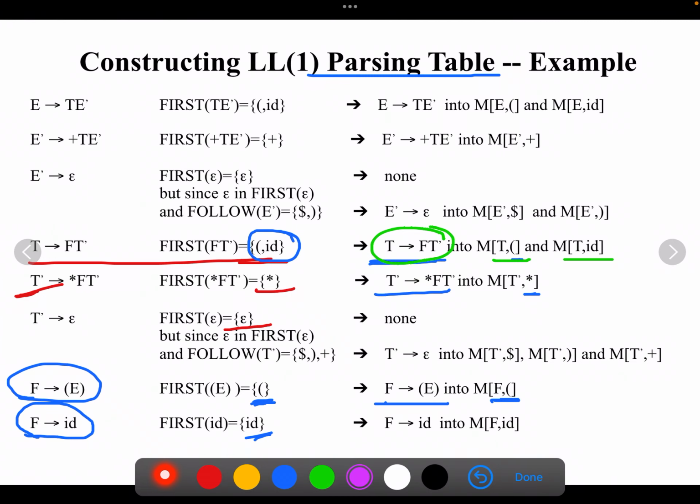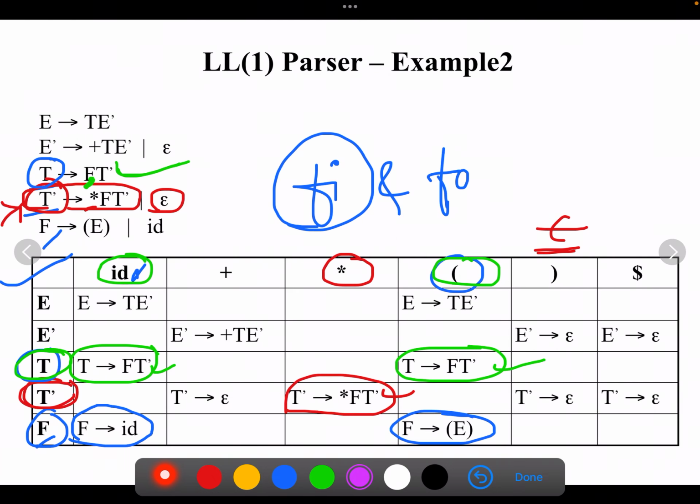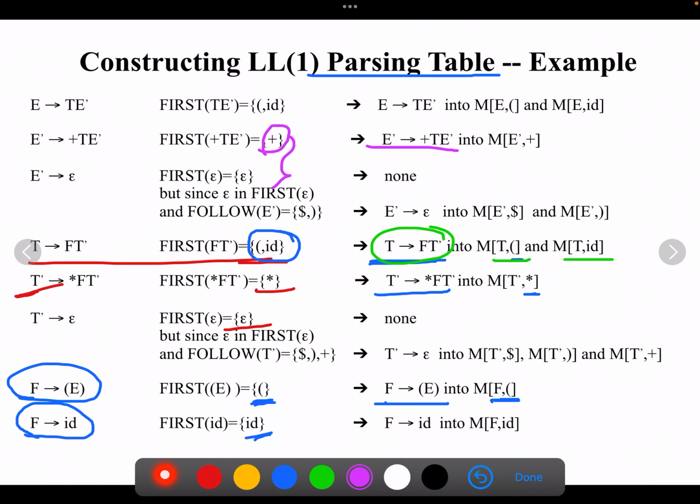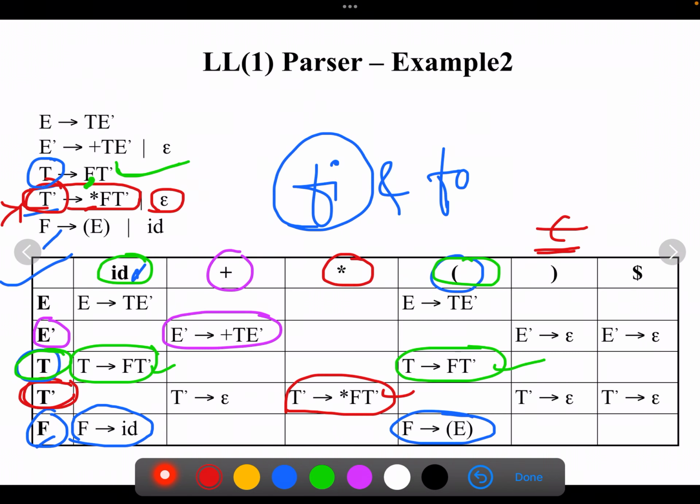Moving on to E dash. First of E dash is plus and epsilon. So we will only consider plus right now. For that, this is the production which I have used. So E dash on plus, that is the production. Write that production. Moving to next, first of E is parenthesis and ID. So this is the production being used to generate both. Therefore, for both the entries you have to write the same production. E on ID is also this. E on opening parenthesis, also same production.